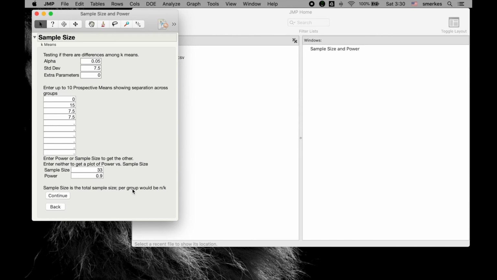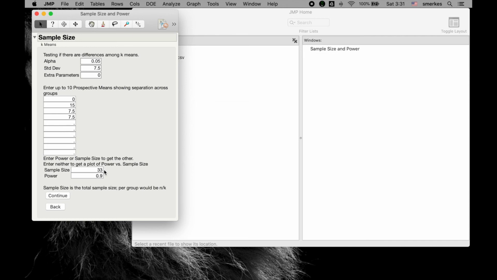Now in JMP, this sample size is going to represent the total sample size, and so to get the number of replicates per group, you want to take 33 and divide it by 4, which will get you roughly 8.25, and so we would round up to about 9 replications per each group. So that's how we use power to find our sample size.